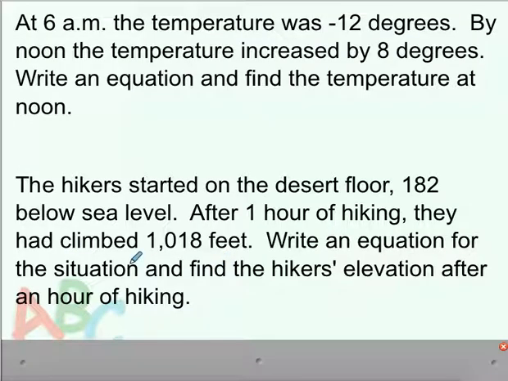And then finally, some word problems. At 6 a.m. the temperature was negative 12 degrees. By noon the temperature increased by 8 degrees. Write an equation to find the temperature. Well, we would say we started at negative 12. We added 8 degrees, which means that we ended at negative 4 degrees.